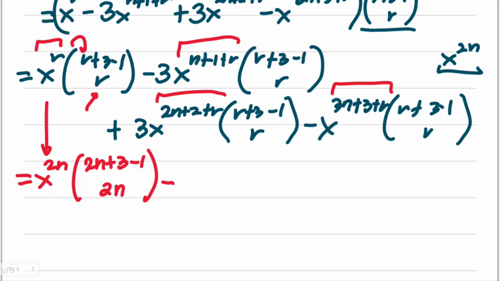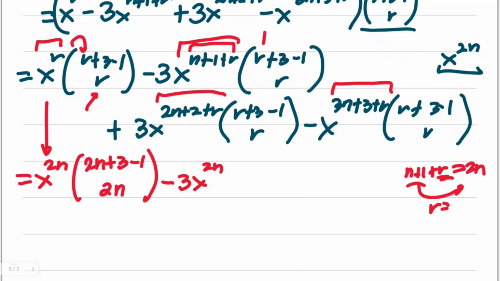For the second term, it doesn't work with 2n here. We have 3x to the power of 2n. It doesn't mean that our r is also 2n. That is because when can this exponent be equal to 2n? So in here, side note, n plus 1 plus r is equal to 2n. What would be our r? Transposing that, r is equal to n minus 1. Okay, because you have 2n minus n is n, then minus 1. So in short, our r for the second term is not 2n, but it's n minus 1. So here, you have n minus 1 plus 3 minus 1. And your r here is n minus 1, right?